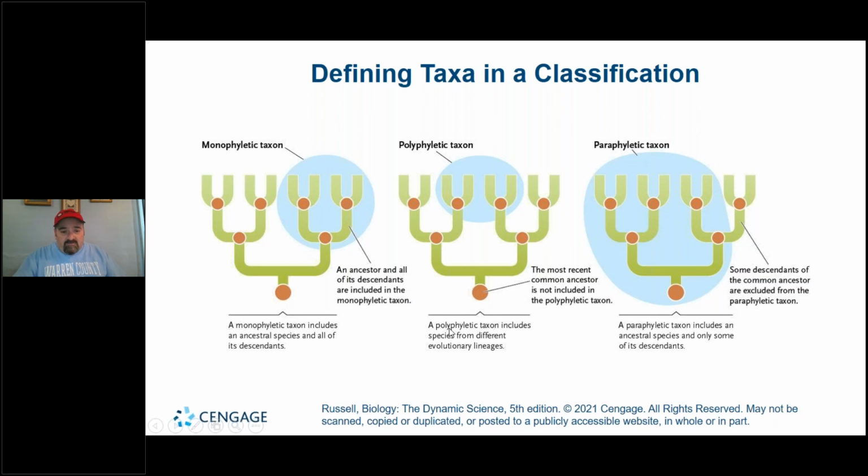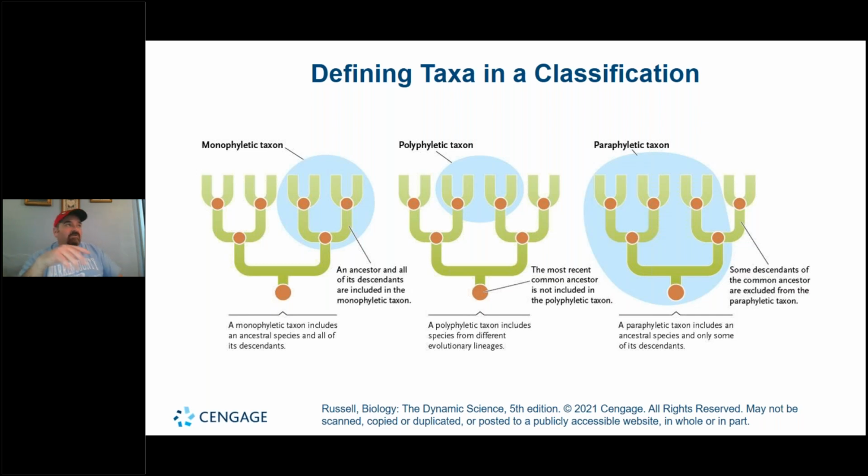Whereas you'll see here polyphyletic, right? A polyphyletic taxon includes species from different evolutionary lineages. So these again are at the distal part, species. Paraphyletic includes an ancestral species and only some of, right? Not all of the descendants. Okay, this one's missing, but paraphyletic includes some of the distinct species and descendants. Okay. So terminology, you just have to keep at it.